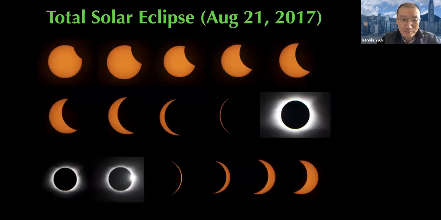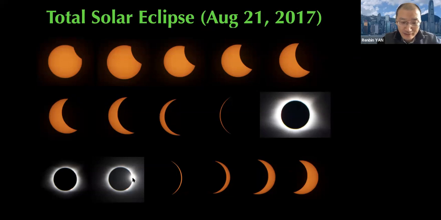I actually took some pictures of the total solar eclipse during that time with a small telescope, and it was a fantastic experience. You see here the sequence of pictures I took, where the sun gradually gets eaten away by being blocked by the moon. And this is the picture during the total solar eclipse, when we are completely blocked, and you can see the corona of the sun, the atmosphere of the sun.